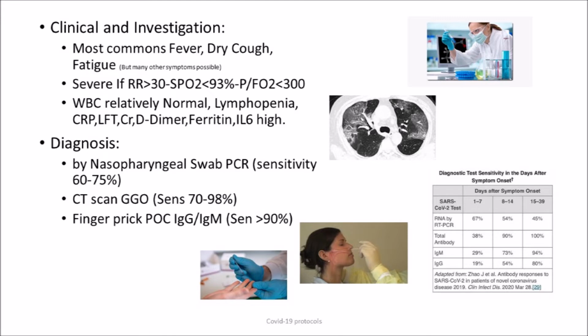For its diagnosis, the most available test worldwide is nasopharyngeal swab polymerase chain reaction, or PCR, which has a sensitivity of around 70%. Image of ground glass opacity in CAT scans has a higher sensitivity. Also recently, finger prick at point of care, or POC, of IgG has shown to have a higher sensitivity.